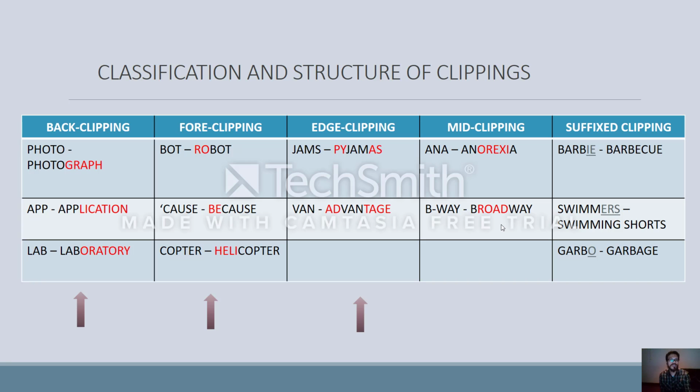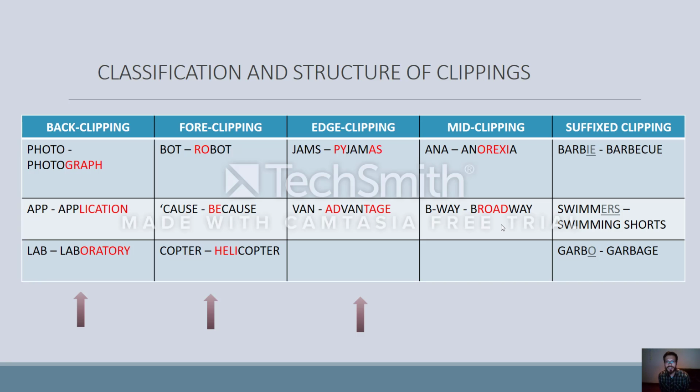Edge clipping is a bit different from the previous ones, because in the edge clipping, what you do is to remove the extremities of the word. For instance, in the word pajamas, you will remove the P and the J at the beginning, the A and the S at the end, and you will keep the middle. So the edge clipping for that word is jams, and van for advantage.